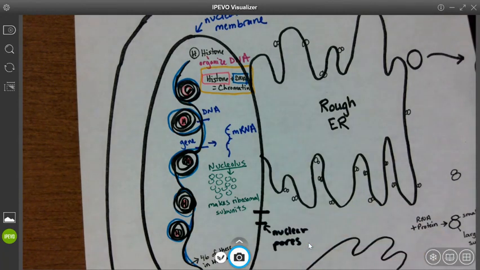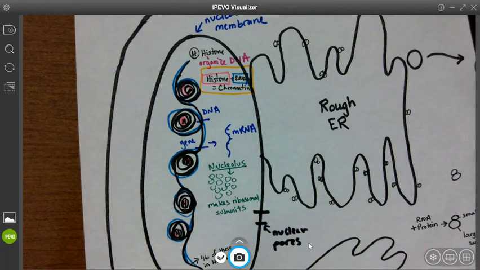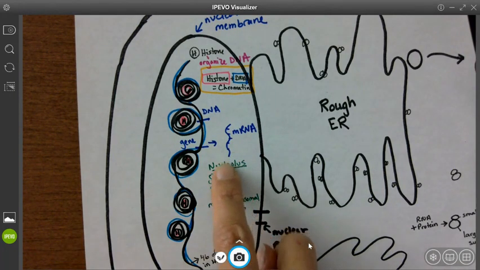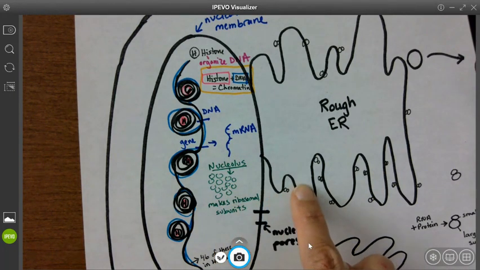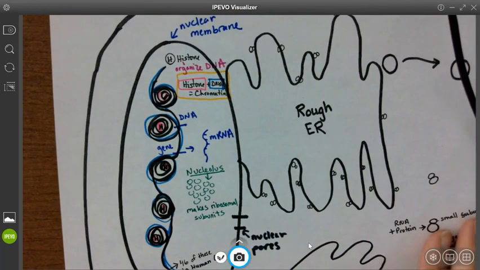So the nucleus is the location of the DNA, where mRNA is made, and where the ribosomal subunits are made as well. Once the mRNA is made, it can be removed from the nucleus through the nuclear pores, and it can move on to the rough ER to help with protein synthesis. So let's move on to what the rough ER does.